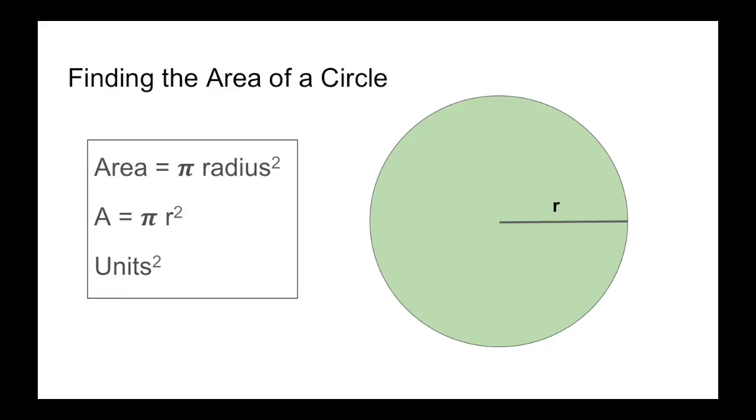Next, we will find the area of a circle. The area of a circle can be found using the equation A equals pi r squared. As we learned in past lessons, the radius of a circle is the distance from the center of the circle to the outer edge. This will be the only number needed to find the area of a circle.